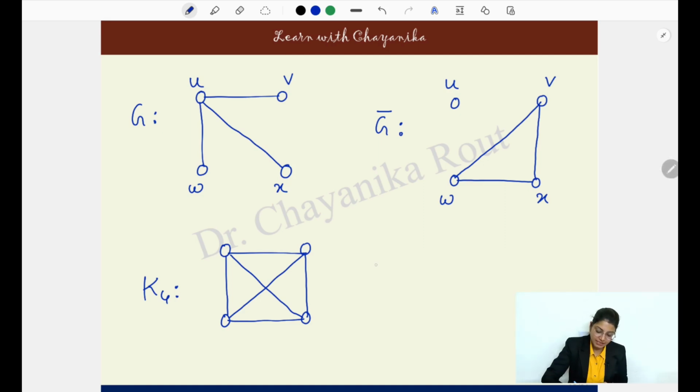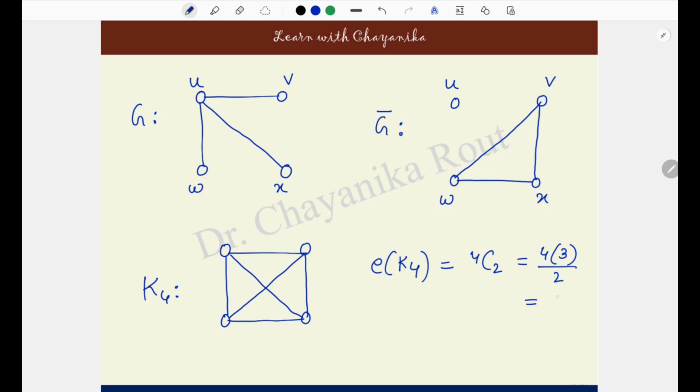Now how many edges are there in K4? As per the formula that we have just learnt, the number of edges in K4 is 4C2, that is 4 into (4 minus 1) by 2, that is 6. So there are 6 edges in the complete graph K4 that is going to be formed by the togetherness of these two graphs G and G complement.